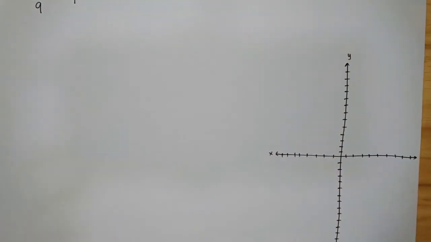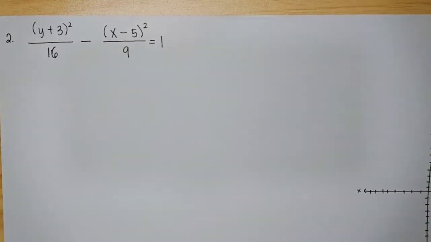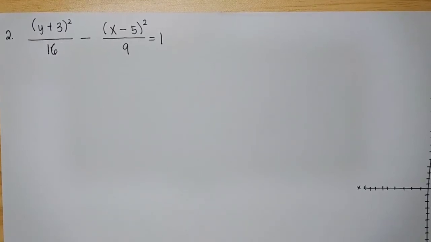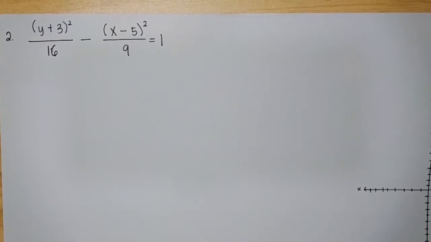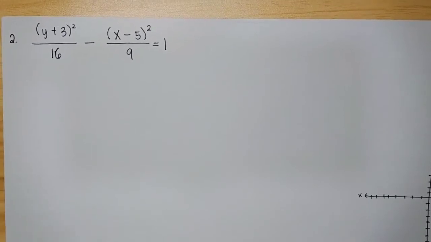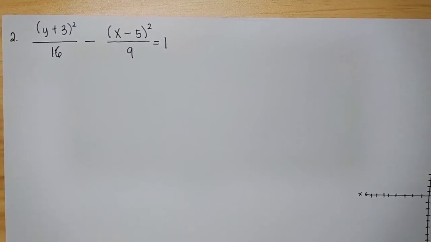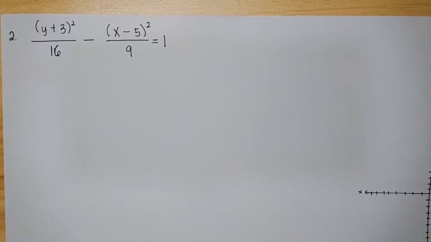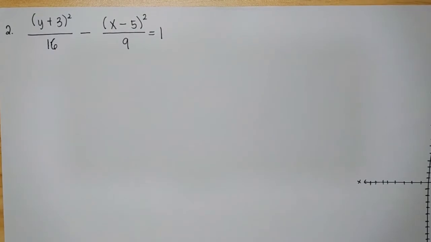We have here our example number 2, that is (y plus 3) squared all over 16 minus (x minus 5) squared all over 9 is equal to 1. Again, first step, i-determine natin kung ano yung h at saka k.